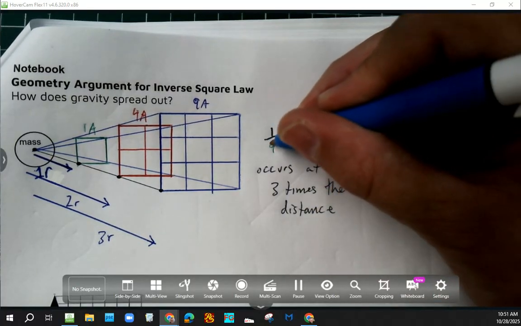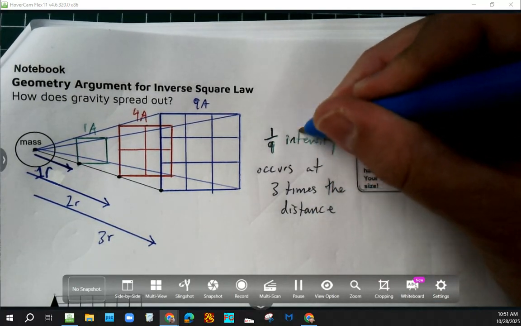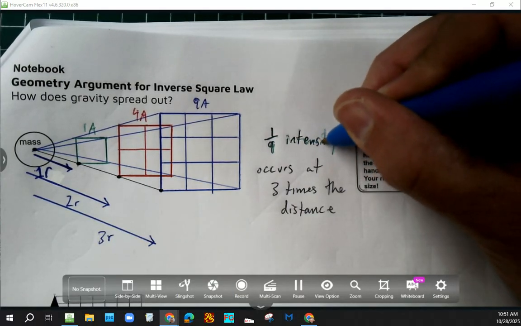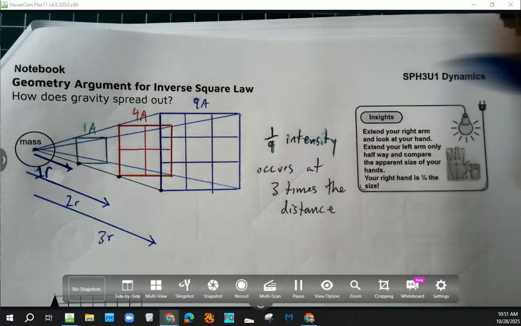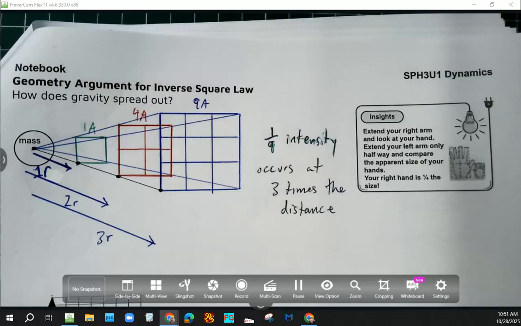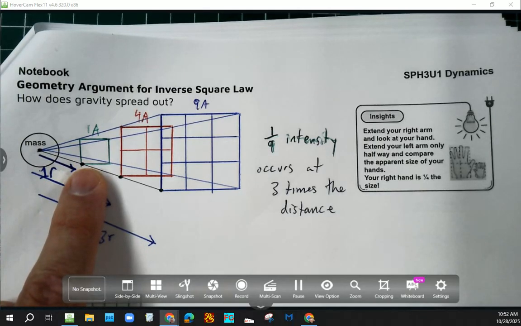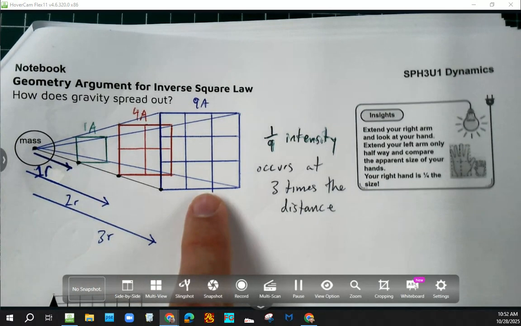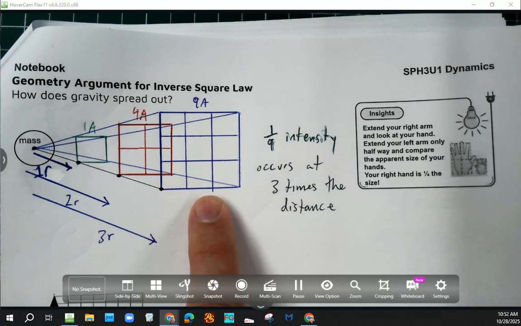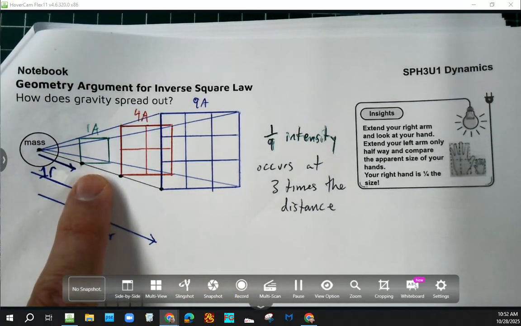1/9 of the intensity occurs at 3 times the distance. And for peanut butter guns, that would mean that the peanut butter would be 1/9 as thick here as here. When it comes to gravity, that means that when I'm 3 times further away, the gravitational field intensity is 1/9 of what it is here. You see what I'm talking about?